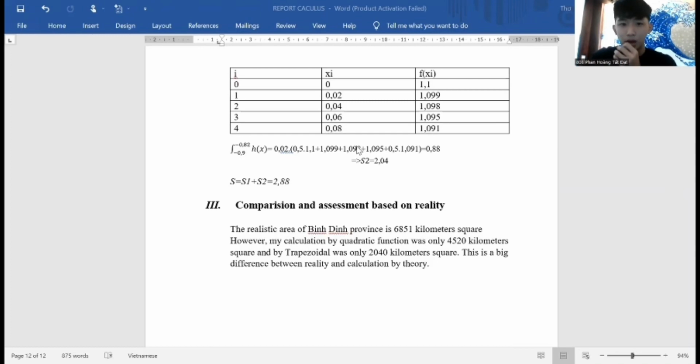The realistic area of the province is 6,851 square kilometers. However, my calculation with the quadratic function was only 4,520 square kilometers, and the trapezoidal was only 2,040 square kilometers. This is a big difference between reality and calculation by theory.